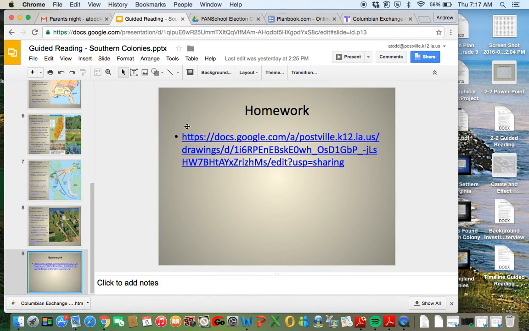Answer those questions, and make sure to remember to do the compare and contrast between all three. Think back, use the other PowerPoints to fill out those compare and contrast questions.